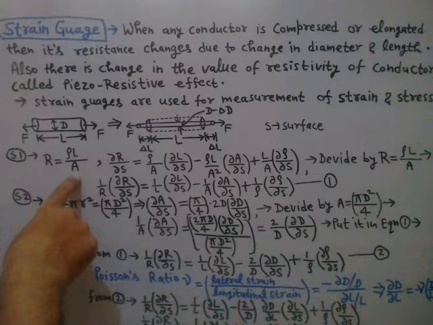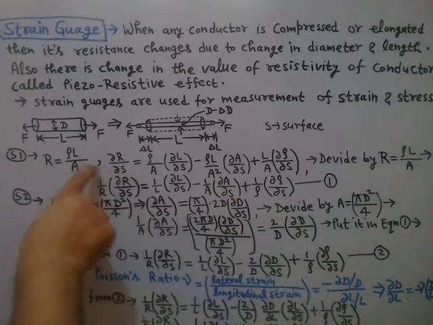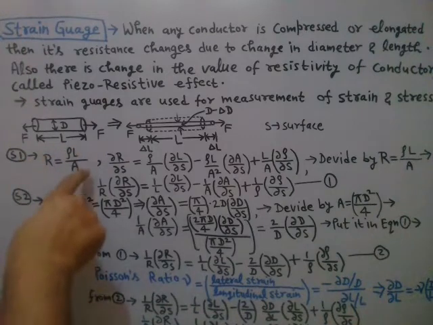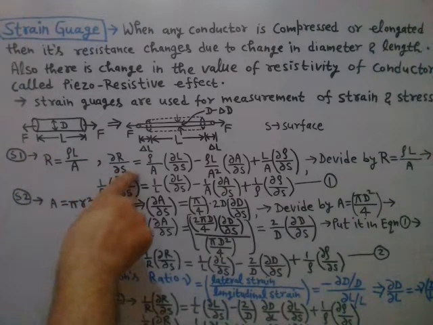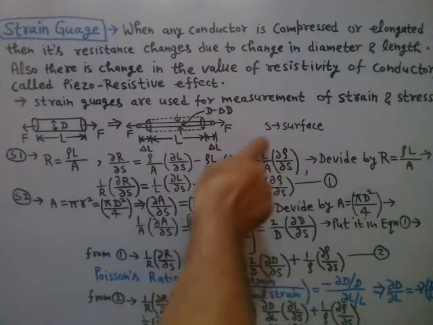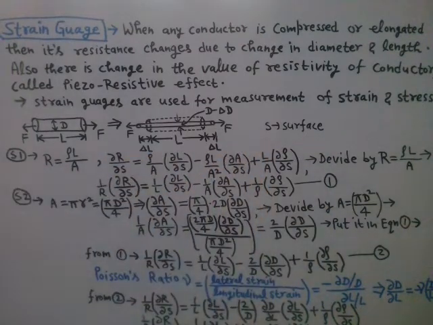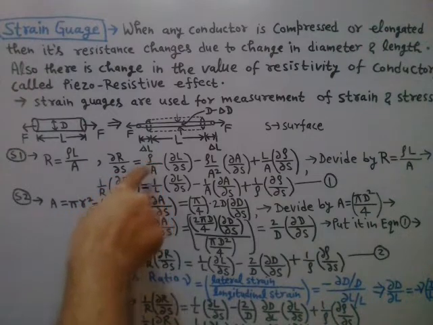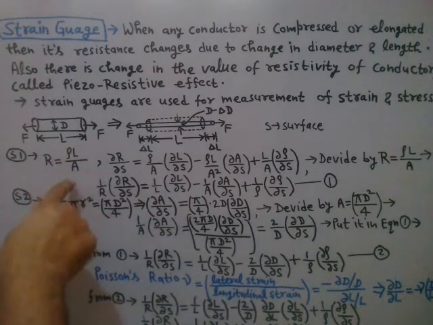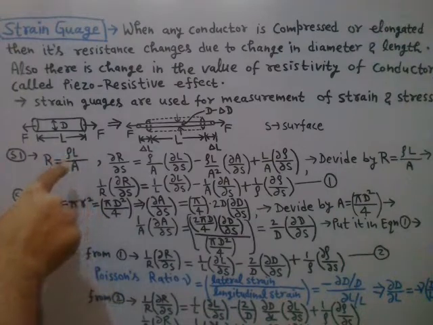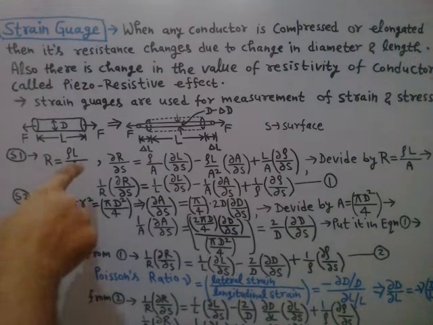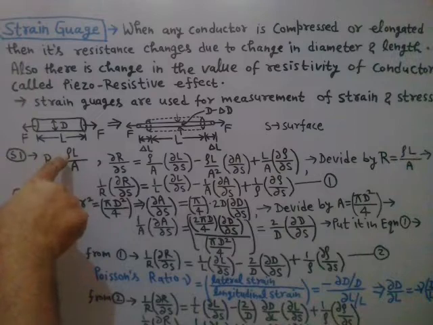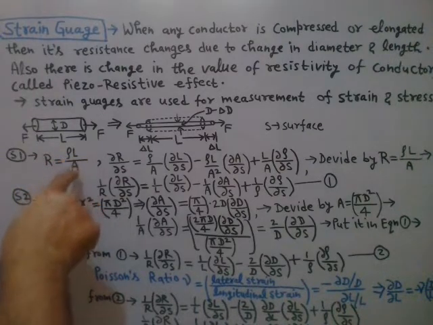A is equal to pi r square. So differentiate this R is equal to rho L by A with respect to surface S. S is the surface of the conductor. So del R by del S is equal to, I am differentiating the right hand side. So I am doing the partial differentiation of rho, partial differentiation of L, partial differentiation of A.